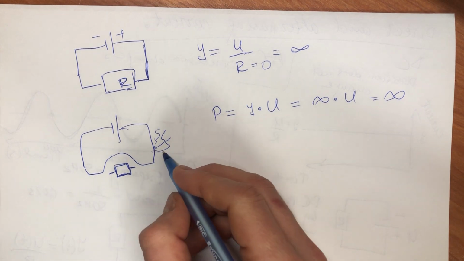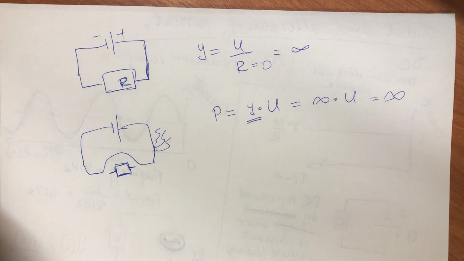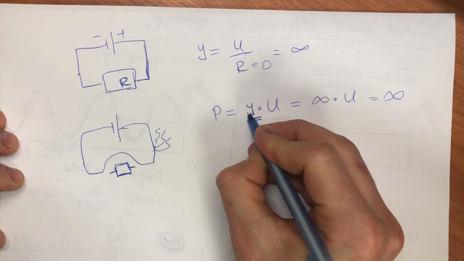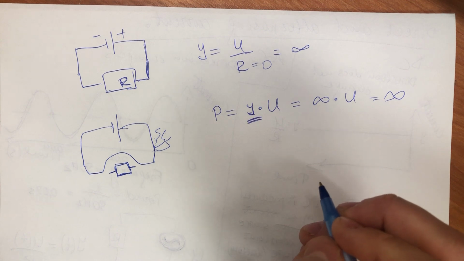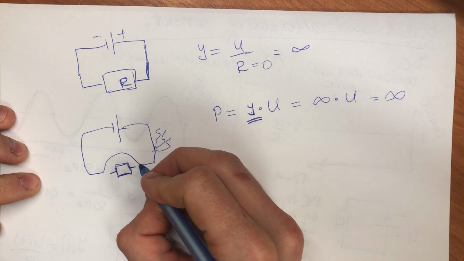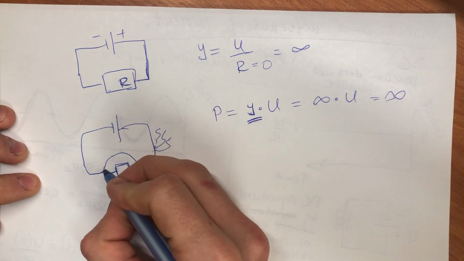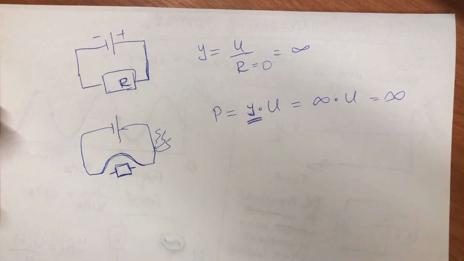So that's why fuses are used. If current increases very high, then the fuse breaks the circuit. So this is usually the cause of fires and burning houses, and this is called short circuit, because the circuit is connected not through the resistance, but connected by a shorter way, yes.